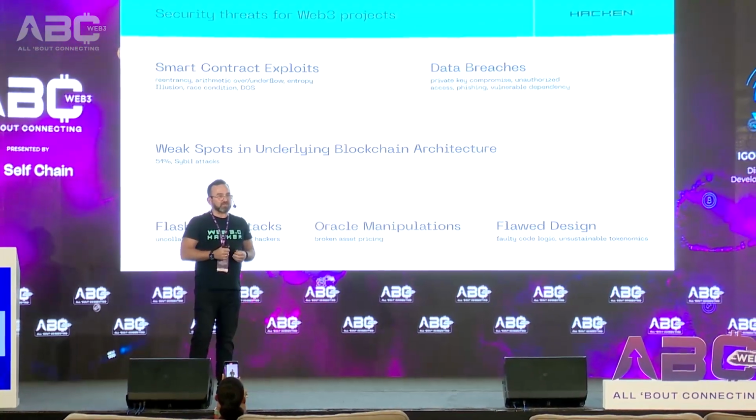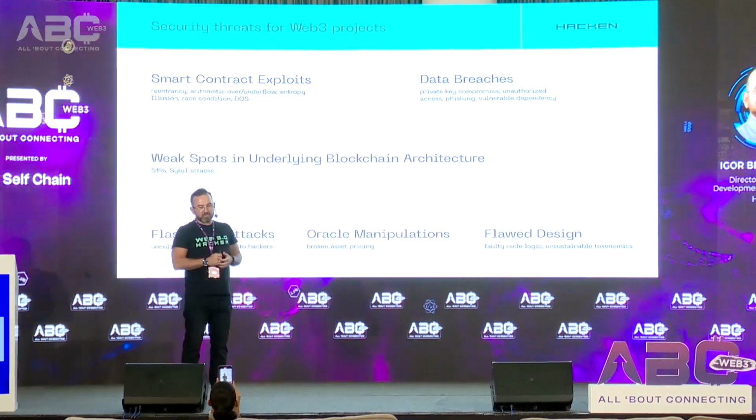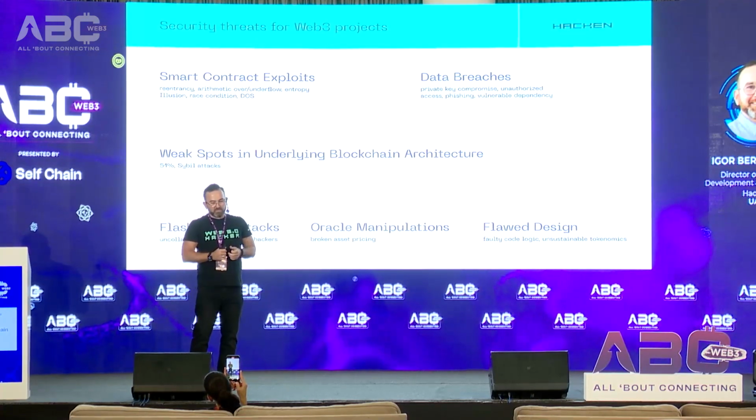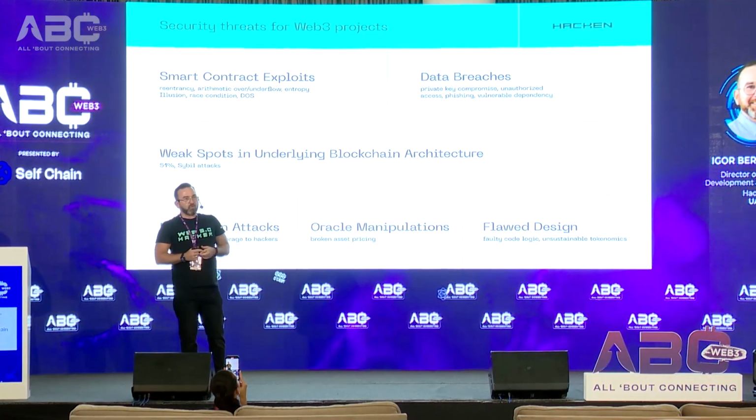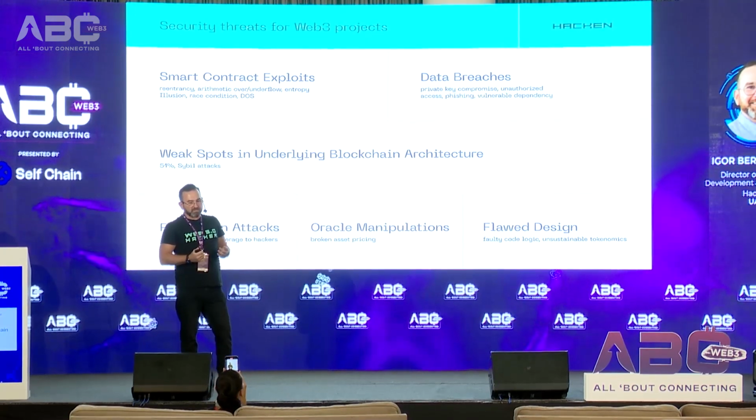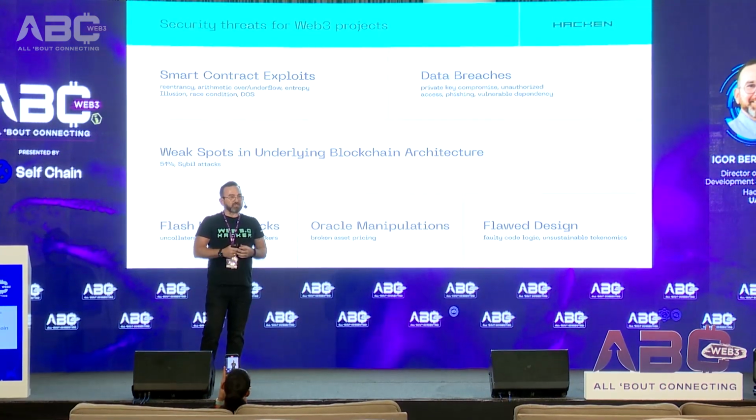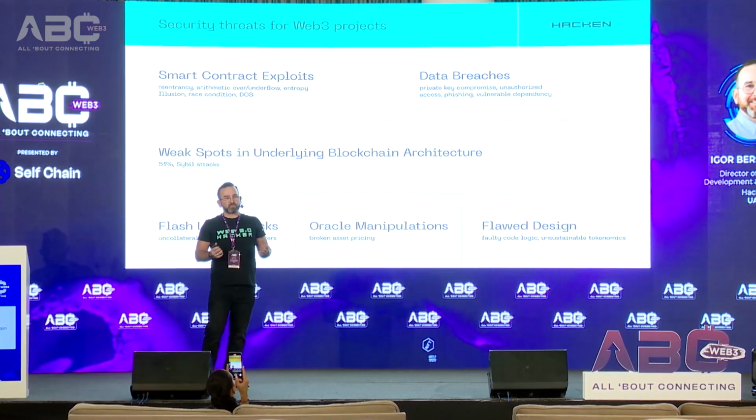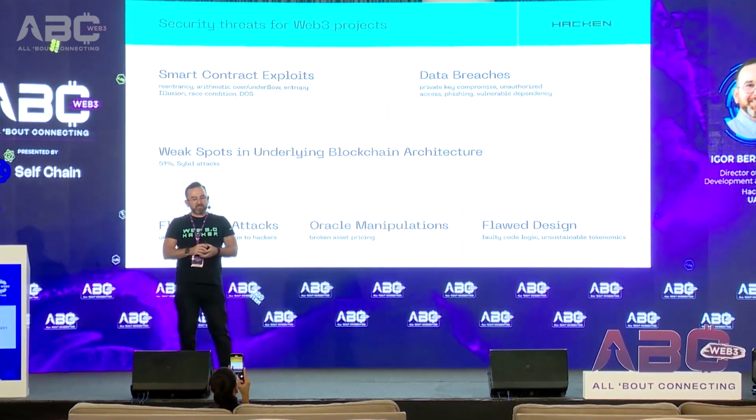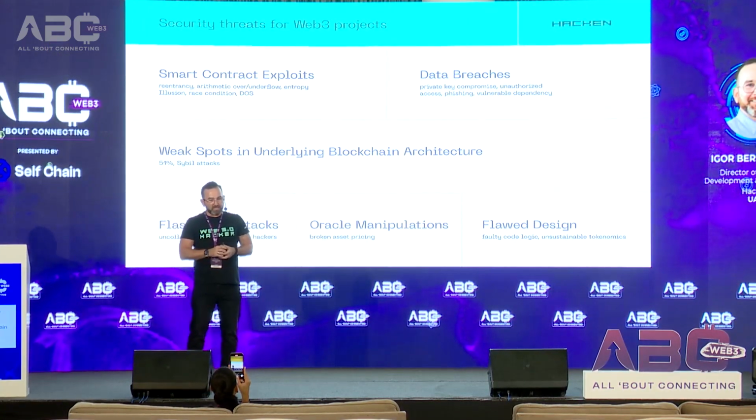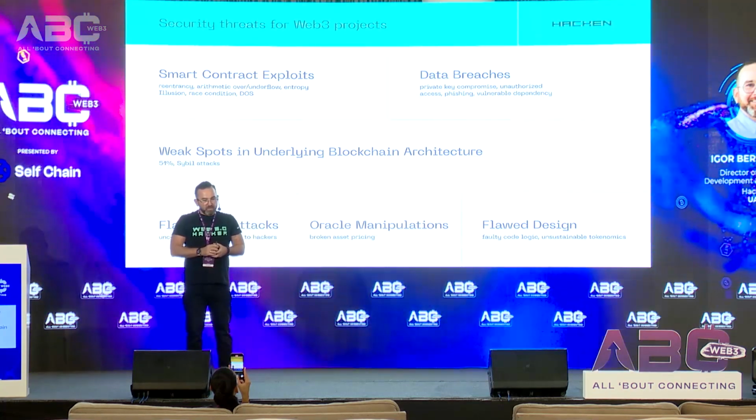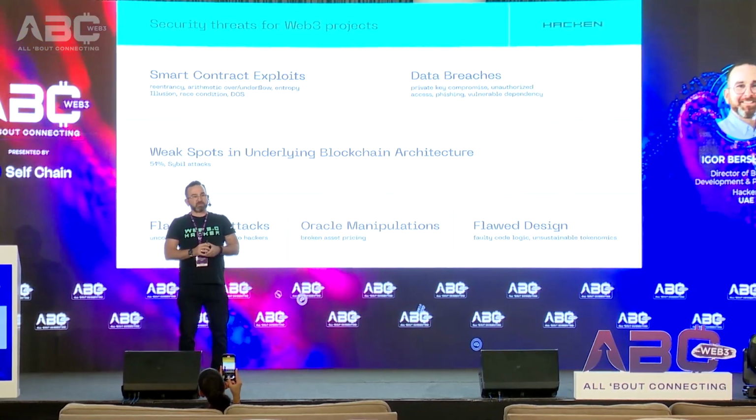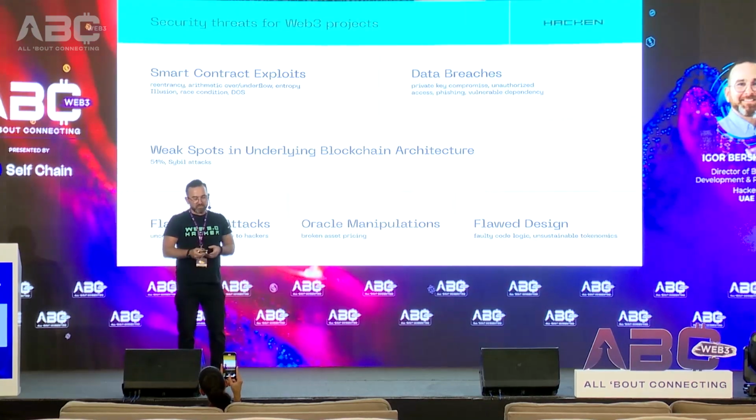Some of the threats that you can expect are smart contract exploits, data breaches, weak spots, flash loan attacks, oracle manipulation, and flawed design. And this is all part of what we're saying. It's a life cycle process. Smart contracts need to be audited. Data breaches need preparation for internal usage and processes between the team, because a lot of the time the team itself could lead to a loss by simply not taking necessary measures. Flash loan attacks, oracles, and flawed design are also part of the necessary architectural design that needs to be taken care of.